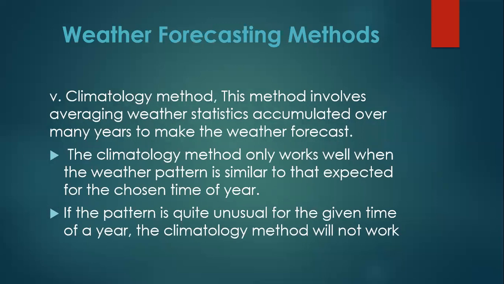Let's see the fifth method, that is the climatology method. This method involves averaging the weather statistics accumulated over many years to make the weather forecast. This climatological method only works well when the weather pattern is similar to that expected for the chosen time of the year. If the pattern is quite unusual for the given time of the year, the climatology method will not work. It works only for accumulated many years of similarity of the kind of weather experienced in a place.